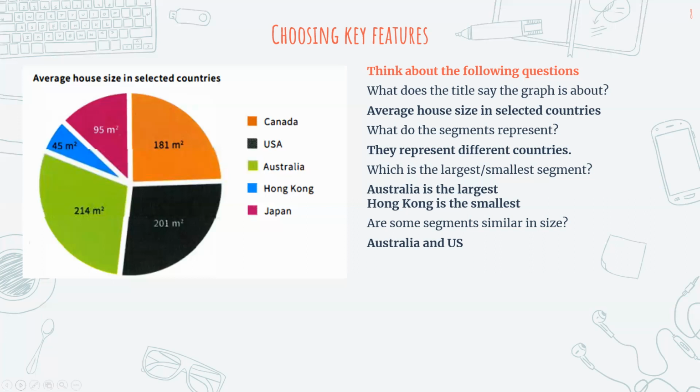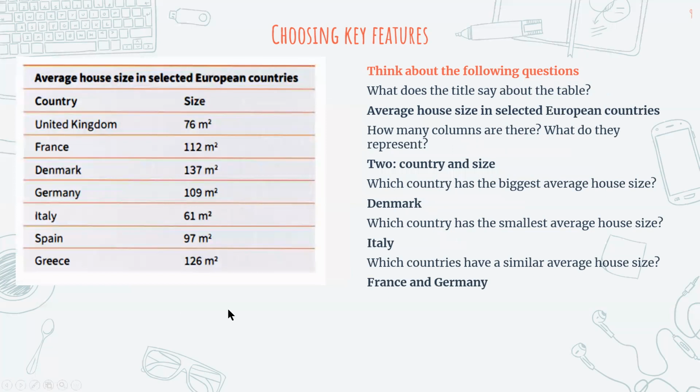Okay, let's move on. Now we have a table. What does the title say about the table? Average house size in selected European countries. So now it's a table about average house size in selected European countries. How many columns are there? What do they represent? We have 2 columns, only the country and the size. You could have a table with maybe 5 or 6 columns, which is a bit complicated.